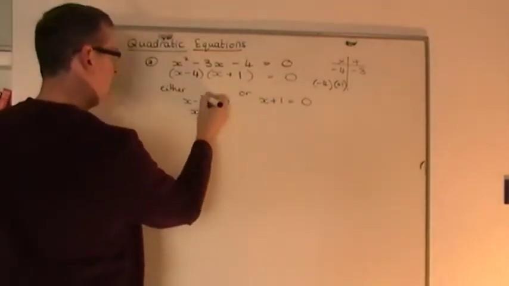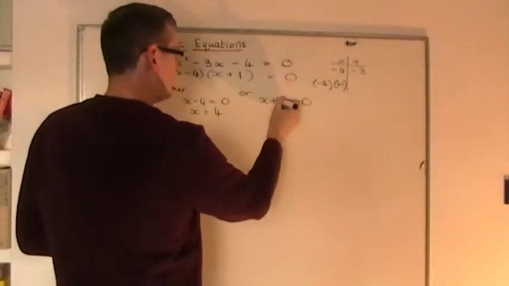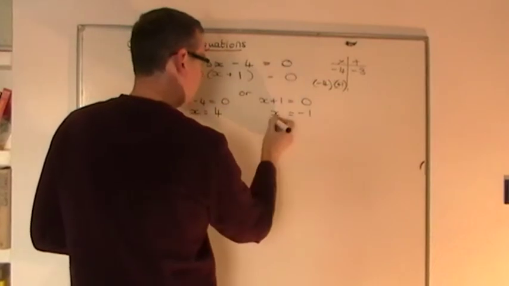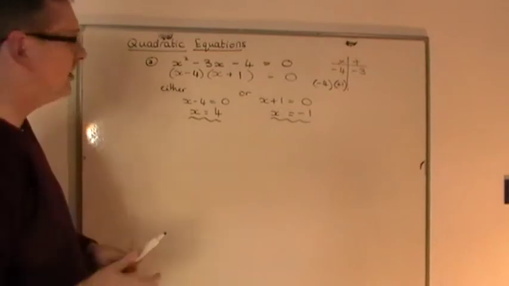X will be equal to, take the minus 4 to the other side, you get plus 4. X equals, take the plus 1 to the other side, you get 0 minus 1, which is minus 1. There you go. They are the two answers that work. You can check it if you want.